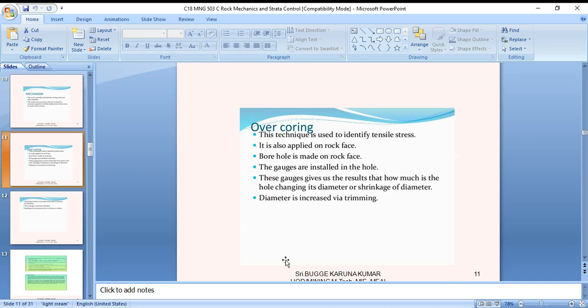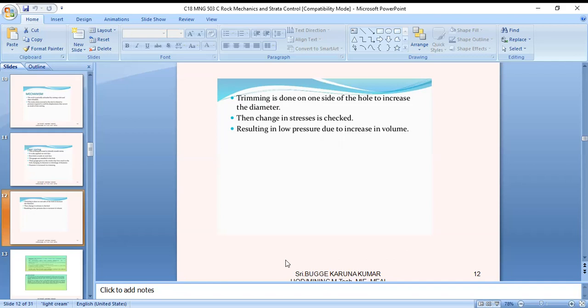It is also applied on the rock face. A borehole is made on the rock face. The gauges are installed in the hole. These gauges give us a result of how much the hole changes its diameter, or the shrinkage of the diameter. Diameter is increased by trimming. So trimming is done on one side of the hole, increasing the diameter. Then the change in the stresses is checked, resulting in low pressure due to the increase in the volume.